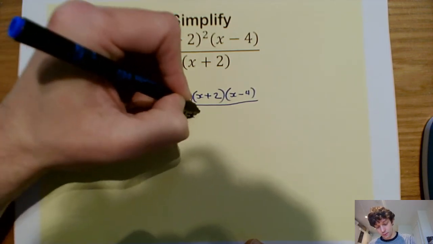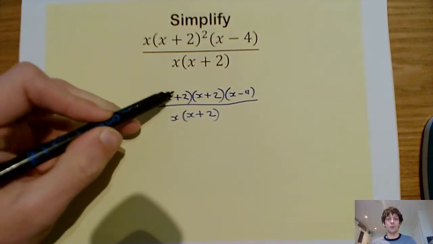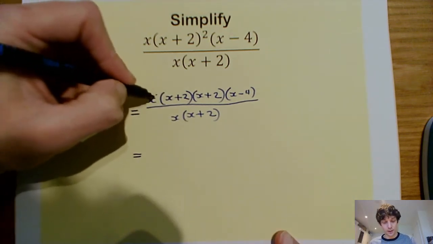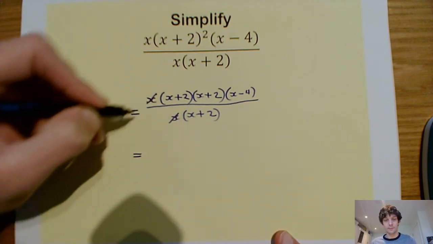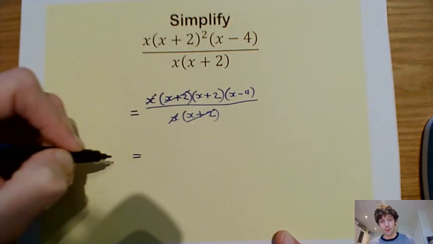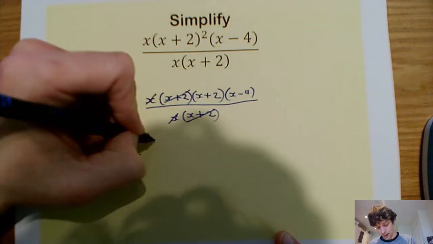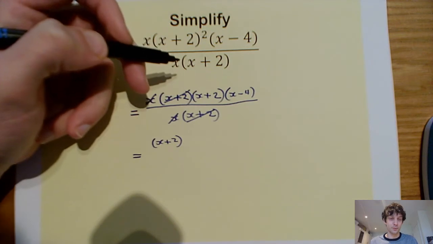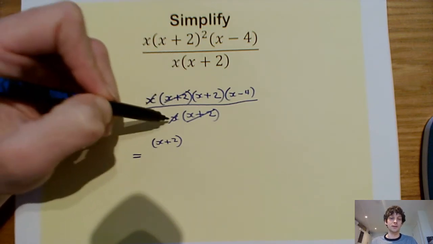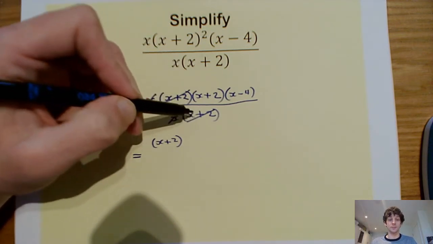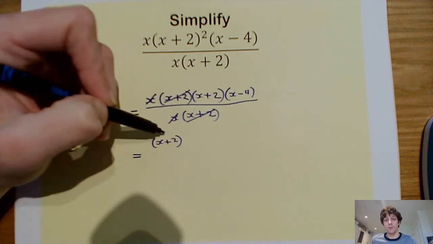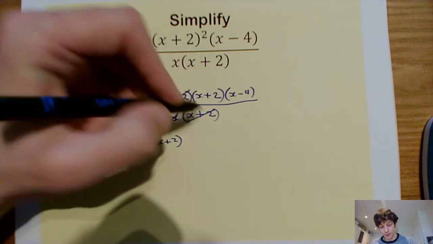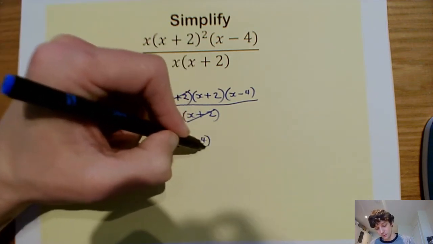And the reason why I'm doing that is because it'll help me to see how it's cancelling out with these terms at the bottom. So I can divide the numerator and denominator by x here. I can divide the numerator and denominator by x plus 2. So I've divided the numerator and denominator by x, and by x plus 2, which leaves me with the other lot of x plus 2 I had, because remember I started off with x plus 2 squared, and that x minus 4.